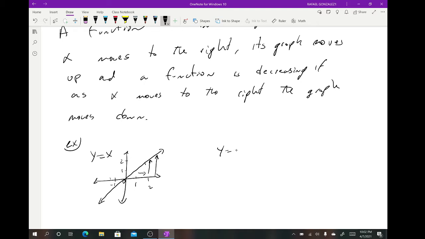As opposed to y equals -x, which is a reflection. This particular function now is going down from left to right. So as you move to the right, as the x values are increasing, the function values are going down. So it's a decreasing function.